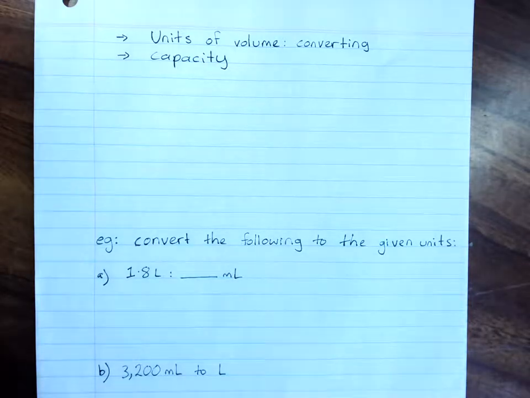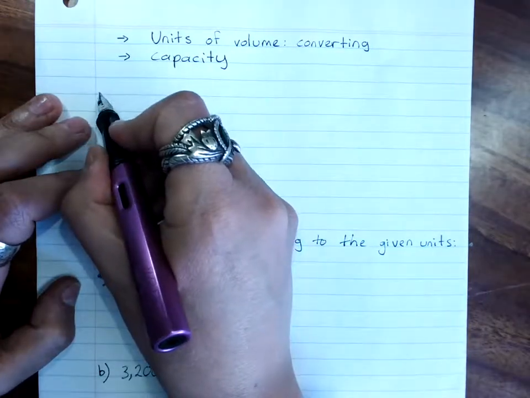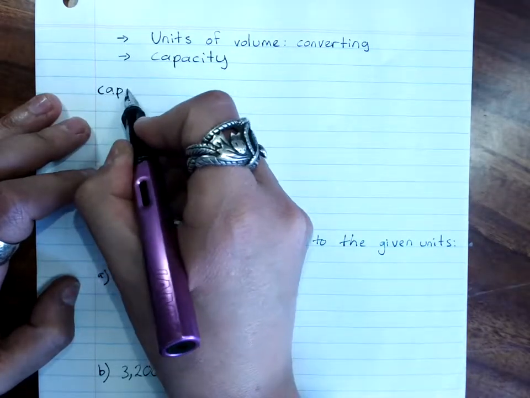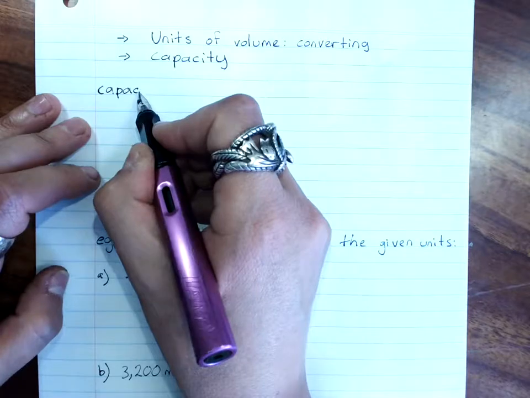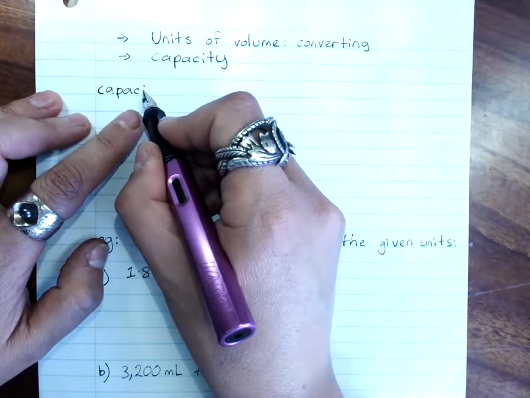Converting units of volume and capacity. Capacity, really quickly, is the amount of liquid or gas that will fit into a three-dimensional hollow object.